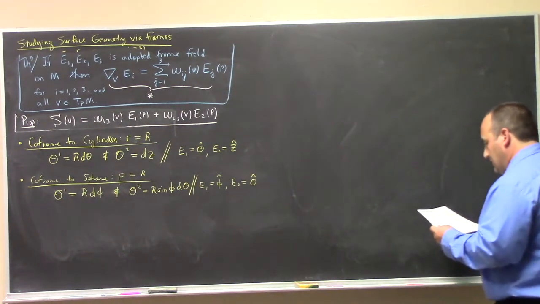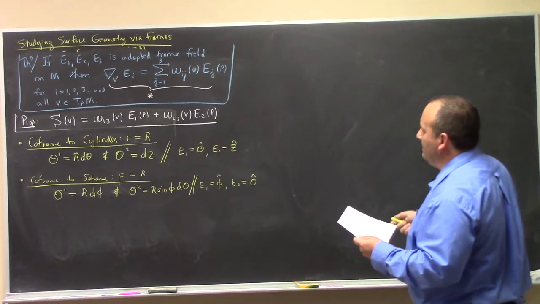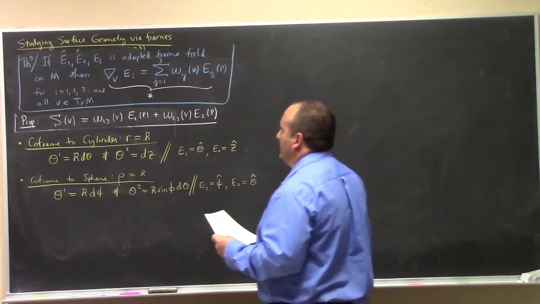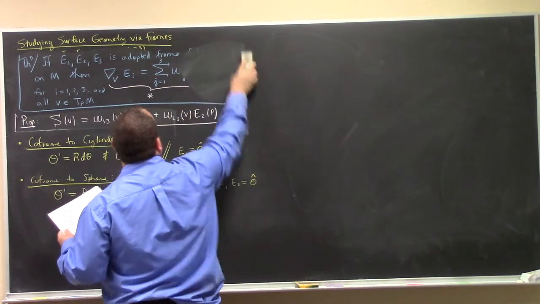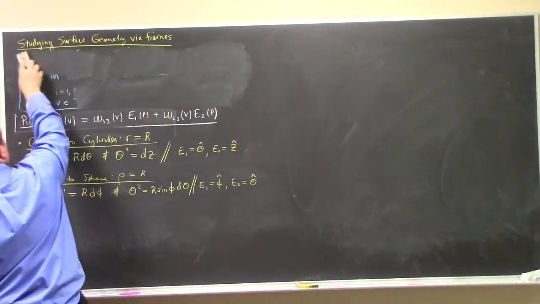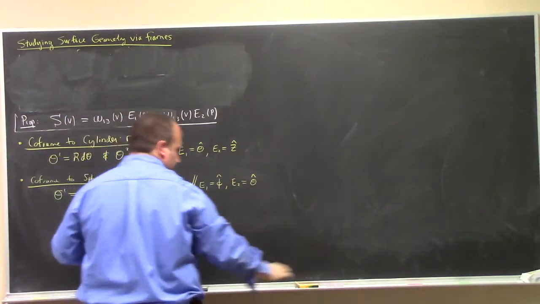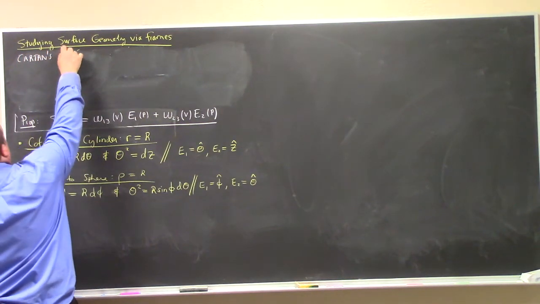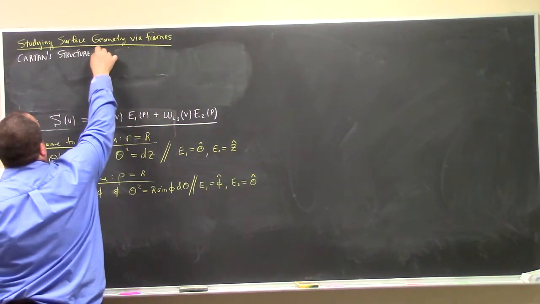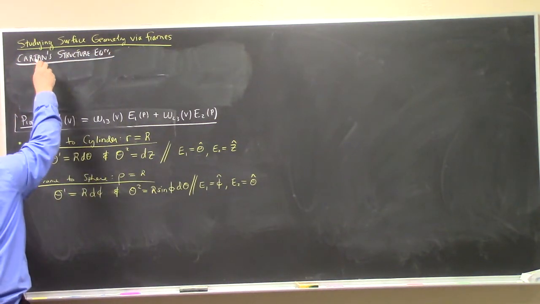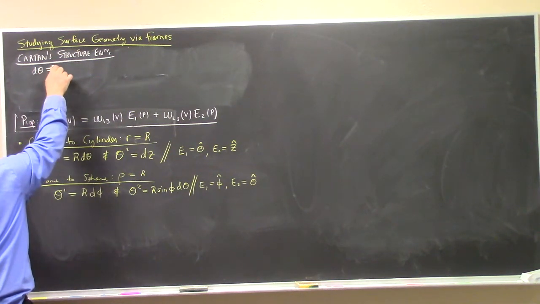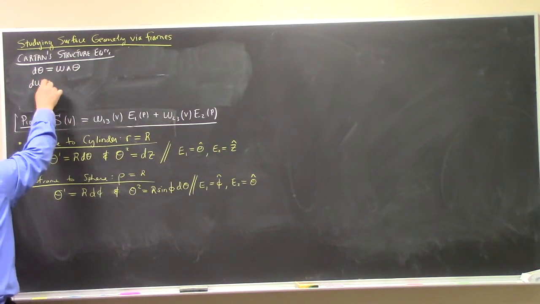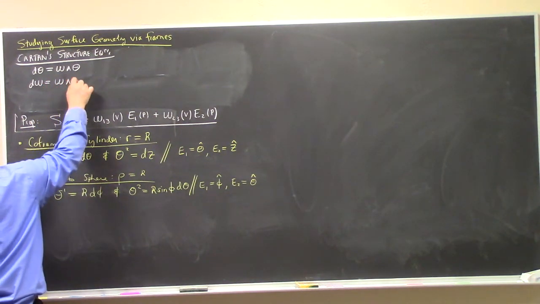So these are Cartan's structure equations adapted to M. What were Cartan's structure equations before? What was the nicest way to write them? In short, they are d theta is omega wedge theta, right? And d omega is omega wedge omega, that's what you should find.